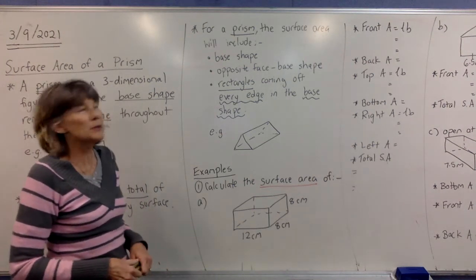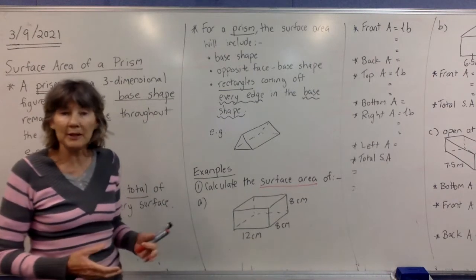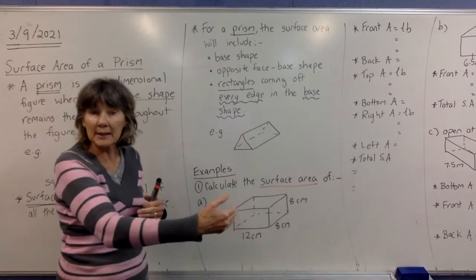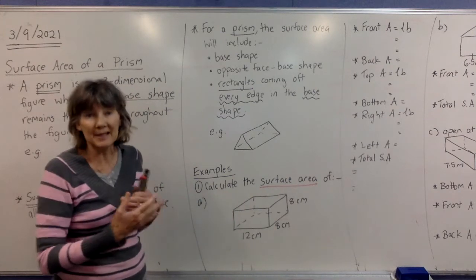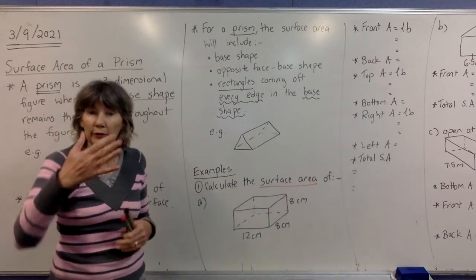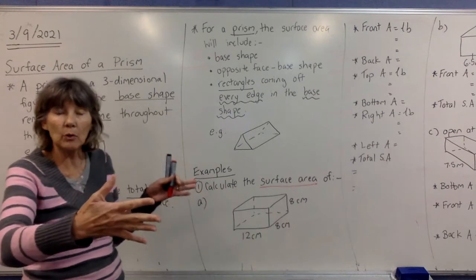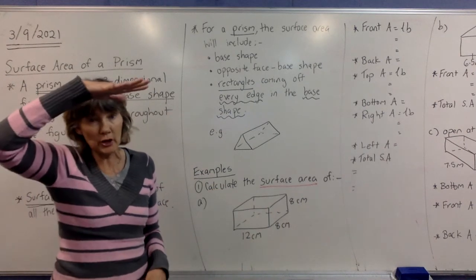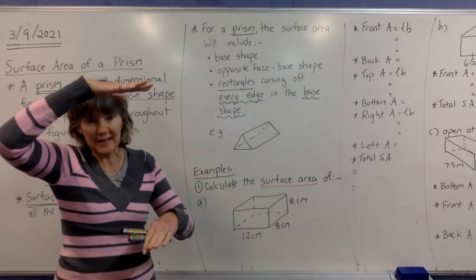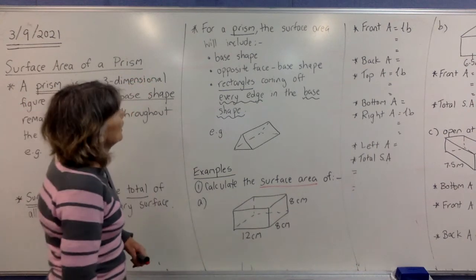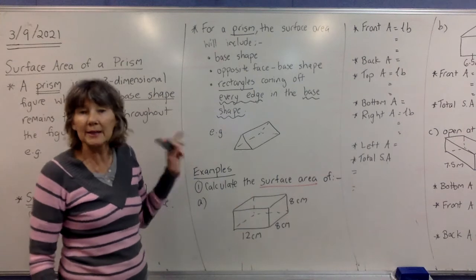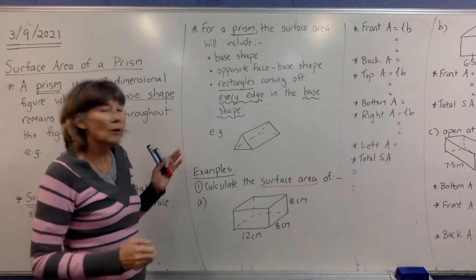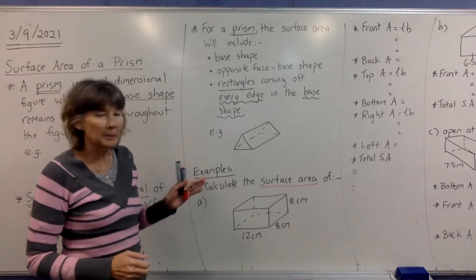So for a prism, the surface area is going to include the base shape itself and then the opposite face base shape. Now they'll be exactly the same. So if the front is your base shape, the back will have the exact same area. If the top is your base shape, the bottom will have the exact same area. And then we have rectangles. There are always rectangles in a prism, rectangles coming off every edge in the base shape.